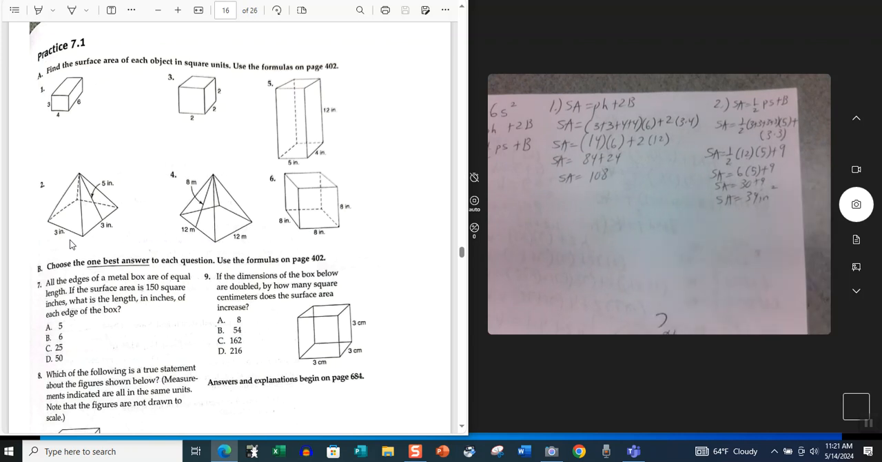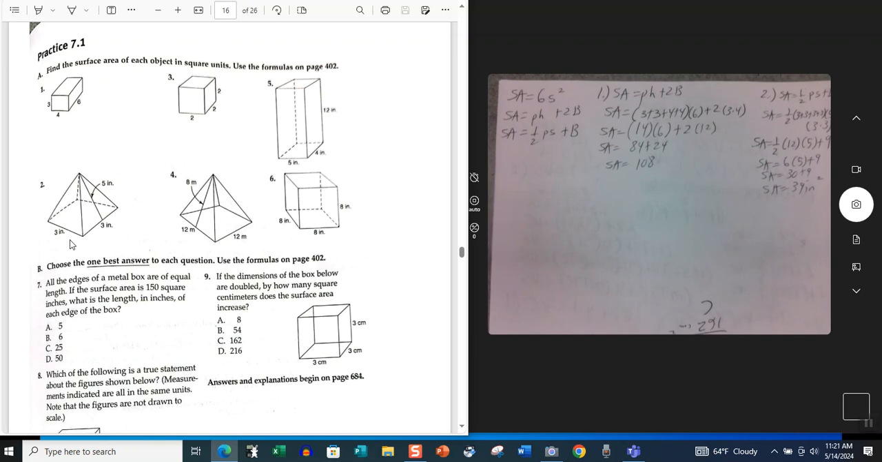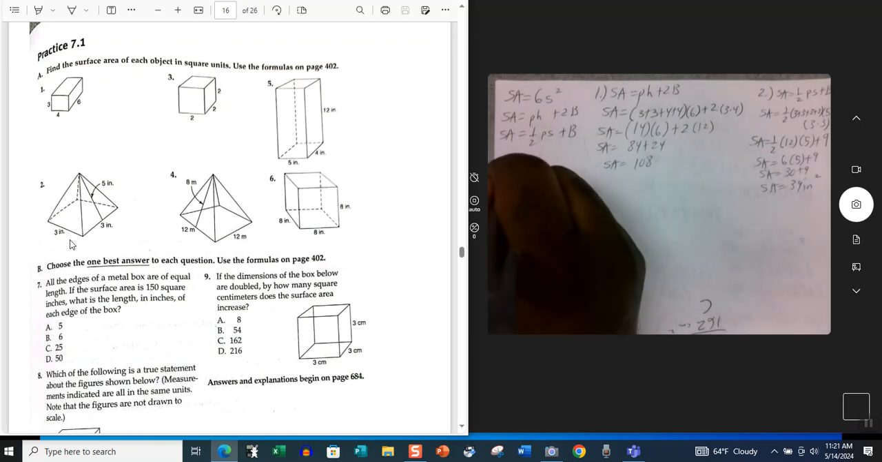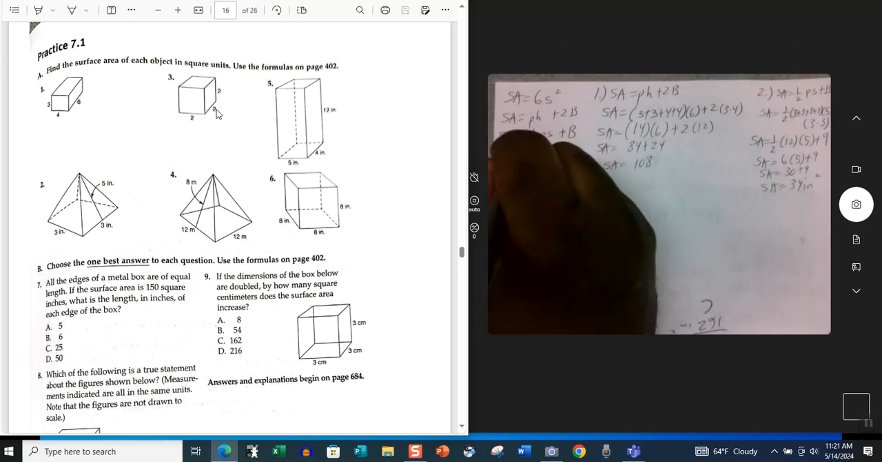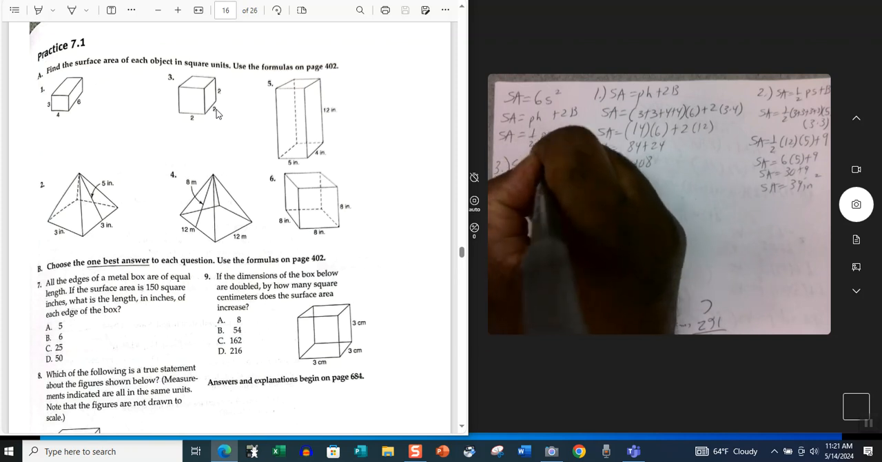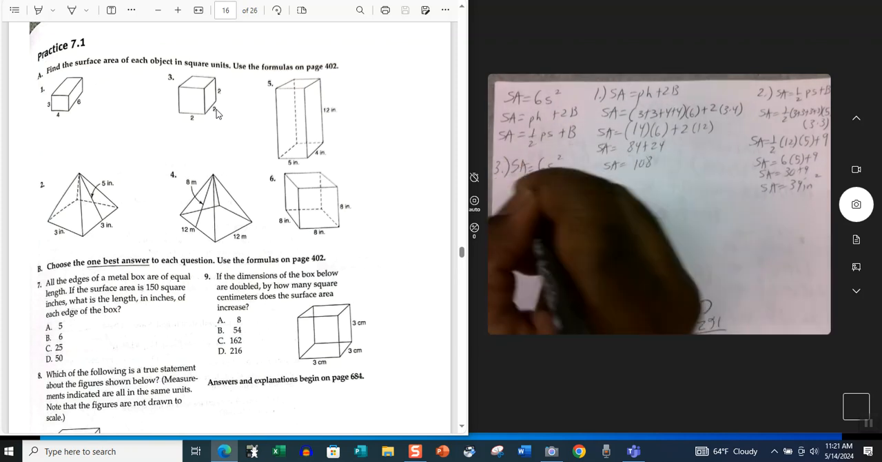So that would be number 2. Now we go over to number 3. If you notice here, all of these sides are equal, so this is a square prism. The surface area of a square prism is 6 times side squared.